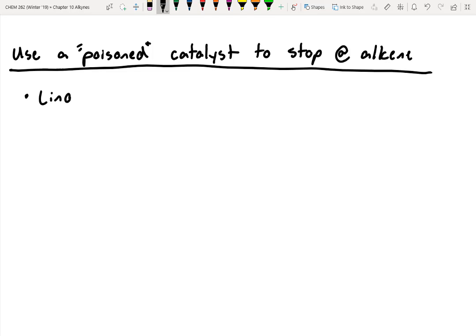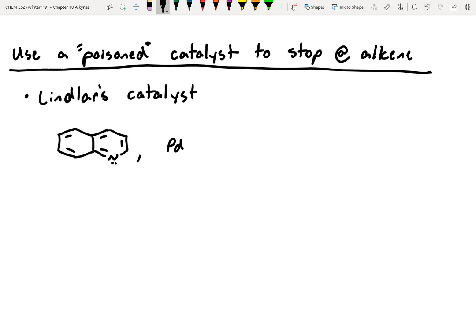So let's take a look at what goes on in a poisoned catalyst system. The first one is called Lindlar's Catalyst, named after the chemist that helped develop it. And this is a catalyst that's kind of a cocktail of a bunch of different things. First thing you have is this aromatic heterocycle. Then you've got a metal catalyst that's palladium and barium sulfate. And then typically you run this in some sort of alcohol solvent, maybe methanol. However, most people, when they look at this, they just call it Lindlar's Catalyst.